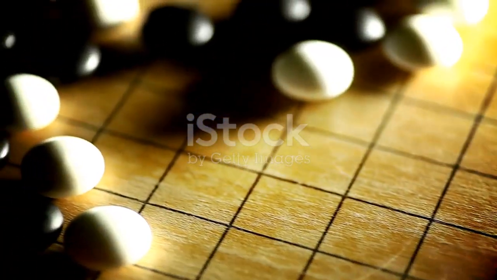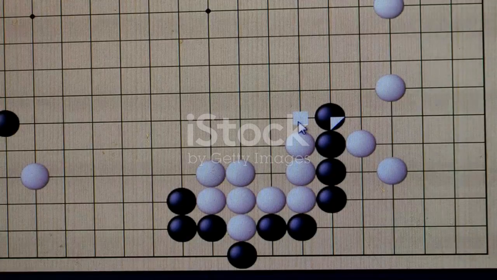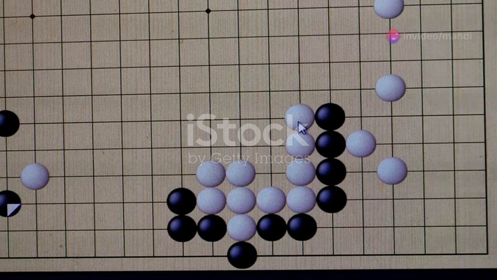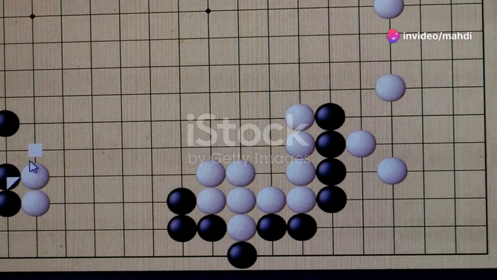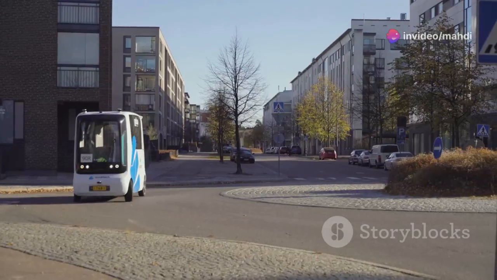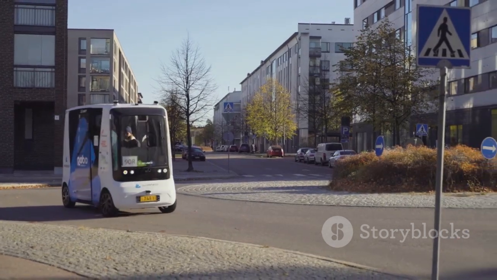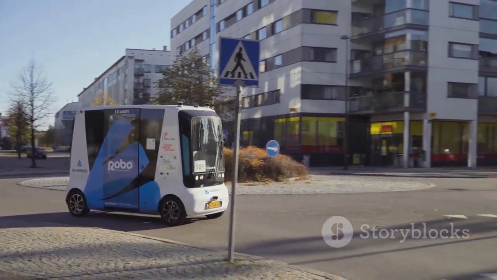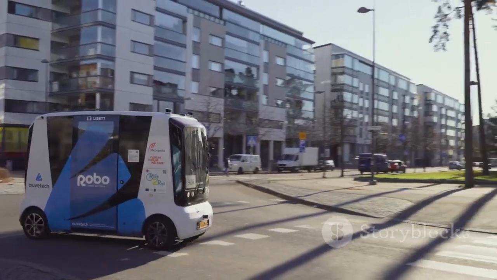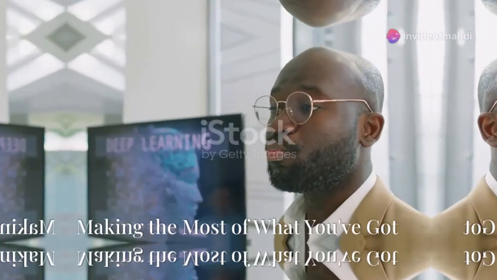This type of learning is behind some truly mind-blowing AI achievements, like AlphaGo, the program that beat the world champion at the incredibly complex game of Go. It's also powering advancements in autonomous driving, where the AI learns to navigate real-world roads and make split-second decisions.